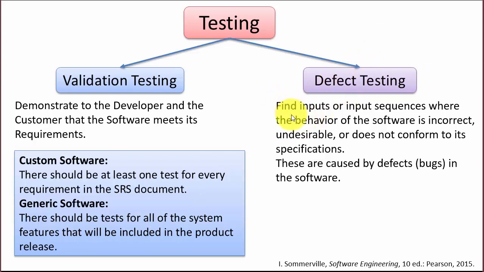The other category is defect testing. We need to find inputs and input sequences where the behavior of the software is incorrect or does not conform to its specification. These are caused by defects, bugs in the software, and unit testing goes into this category.